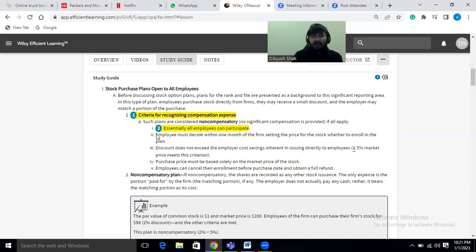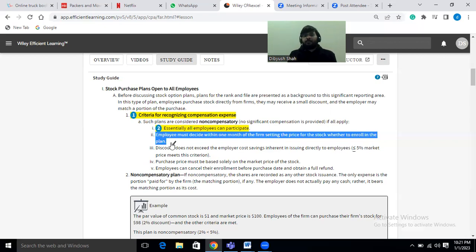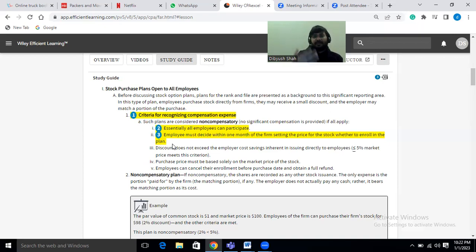Second, employees generally have to decide within 1 month of the firm setting the price for the stock whether to enroll in the plan. So there are the first two conditions. See how they are closely interlinked. The first condition tells us all employees are free to participate. The second tells us employees have to decide within 1 month of the firm setting the price for the stock, which is the technical term, whether they want to enroll in the plan or not.